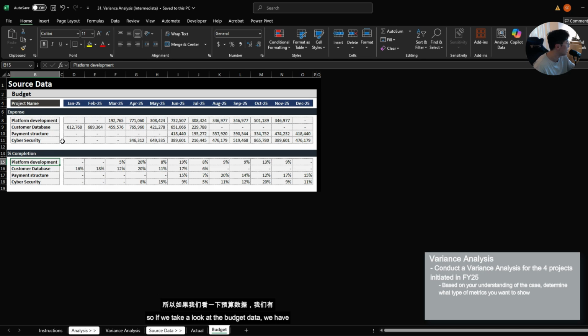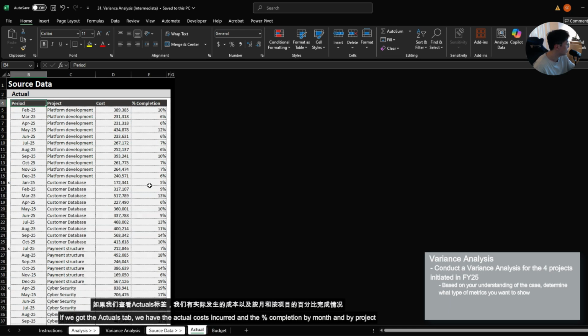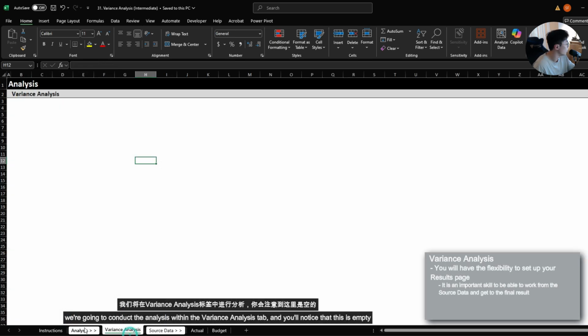So if we take a look at the budget data, we have platform development, customer database, payment structure, and cybersecurity, where we have the percentage completion and the dollar budgeted. If we go to the actual tab, we have the actual cost incurred and the percentage completion by month and by the project. We're going to conduct the analysis within the variance analysis tab, and you'll notice that this is empty because I want to provide you the full flexibility in setting up the financial results.